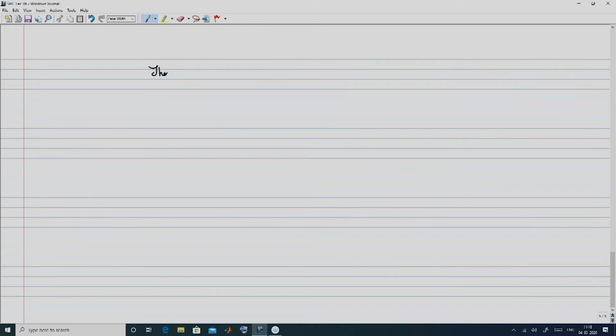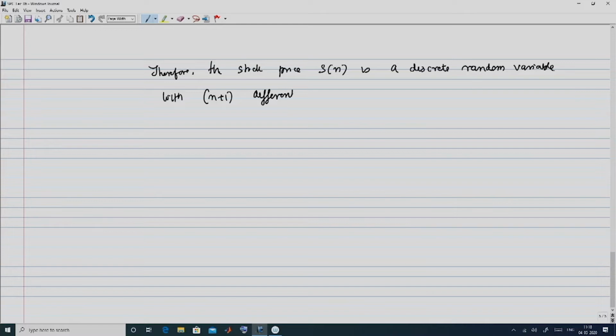So, therefore, the stock price Sn is obviously a discrete random variable with n plus 1 different values.